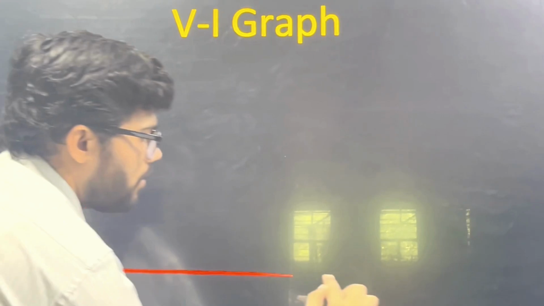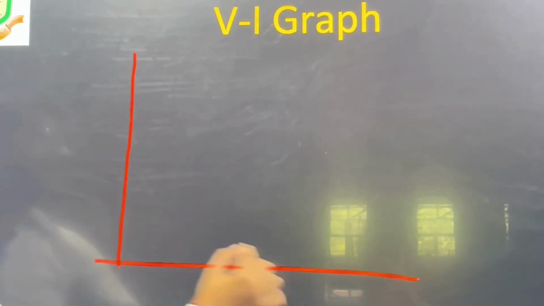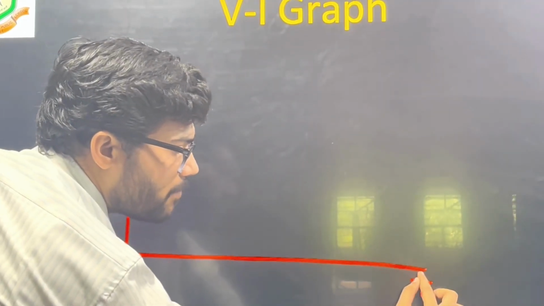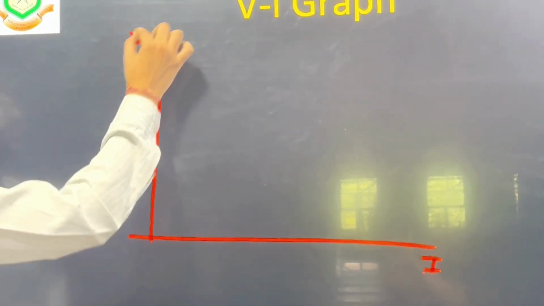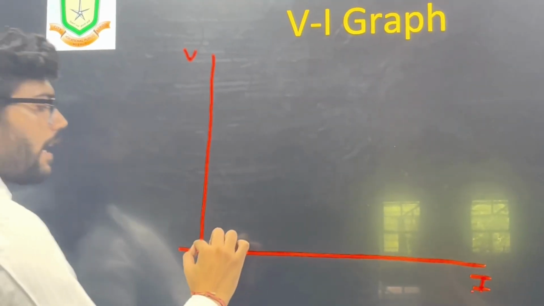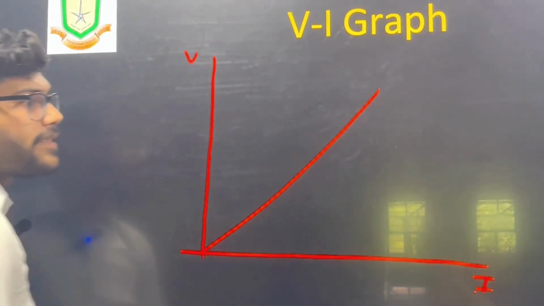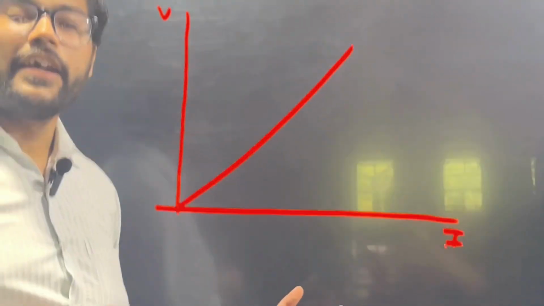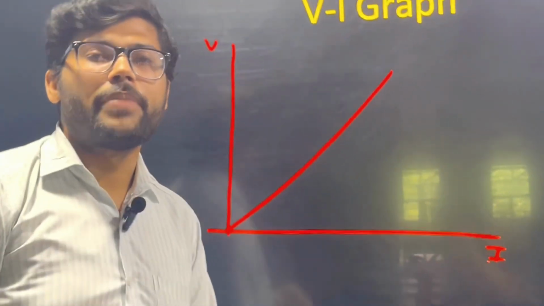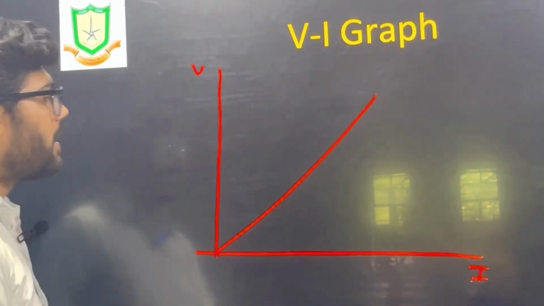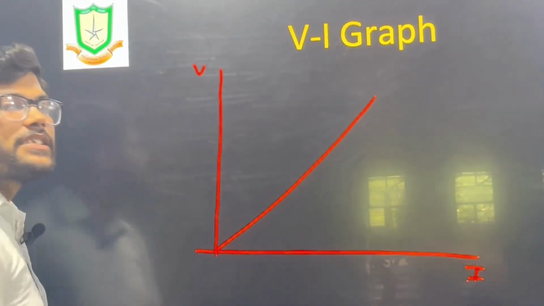Now let's see the VI diagram. The readings which we get, we will mark the current reading here, we will mark the potential reading here. The graph we obtained is a straight line. This graph is a straight line in your theoretical concepts. Practically, it may be a curved line. But here we get a VI graph, a straight line.